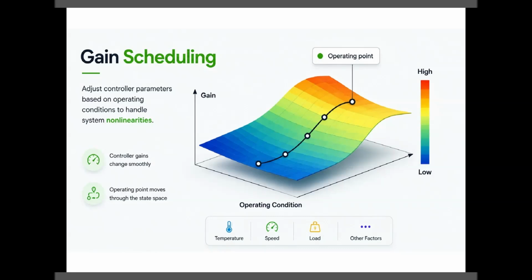Instead of searching for one controller that works everywhere, gain scheduling takes a different approach. It divides the operating space into different regions. For each region, we design a controller that is optimized for those specific conditions. As the operating point moves from one region to another, the controller automatically adjusts its parameters.